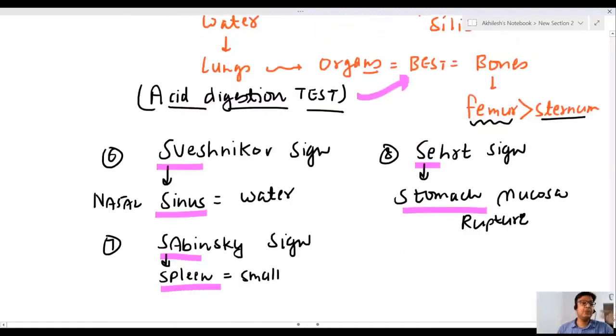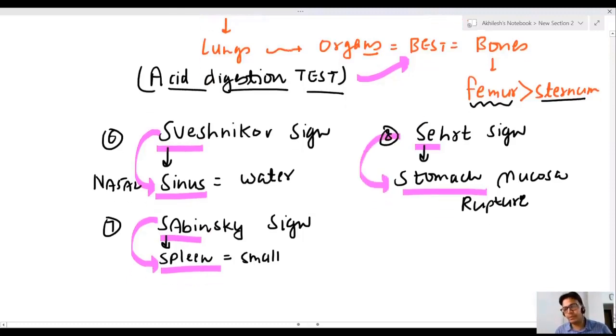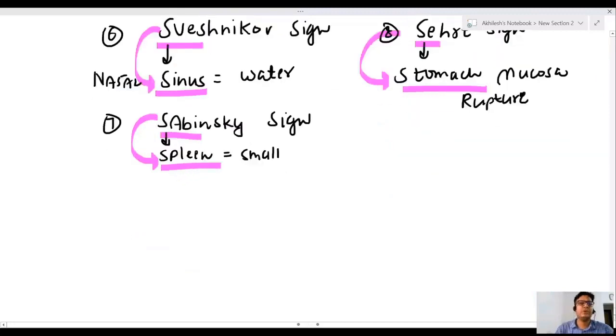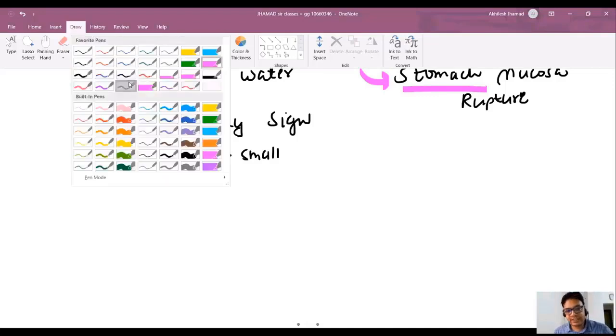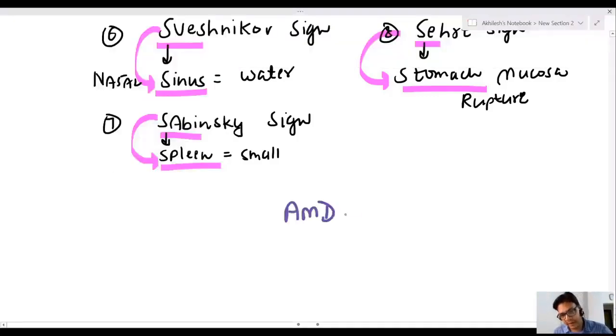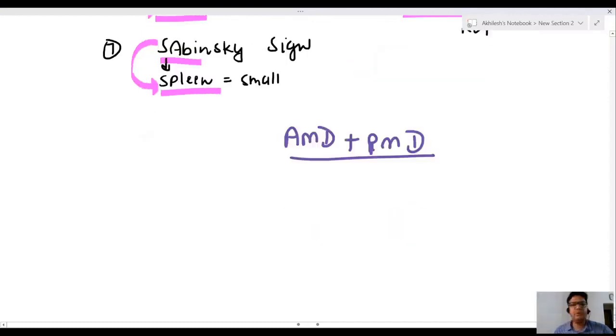These three are PG questions. Sveshnikov sign, water in sinus. Sabinski sign, small spleen. Sehat sign, stomach mucosa rupture. These are also seen in antemortem drowning. But sir, now we are coming to the finding which is seen in antemortem drowning plus postmortem drowning.